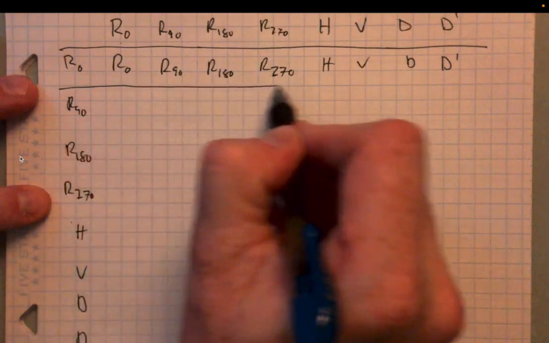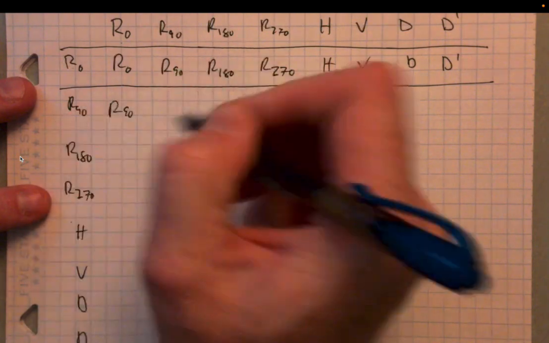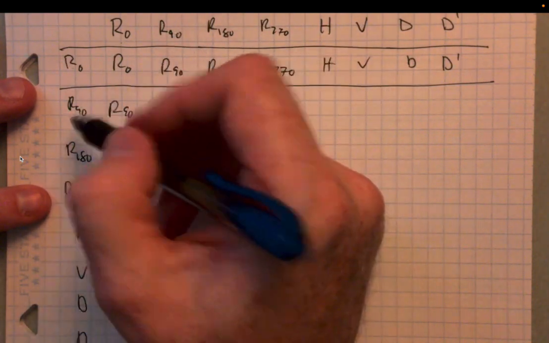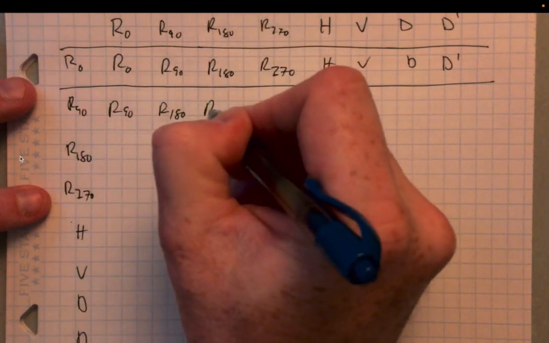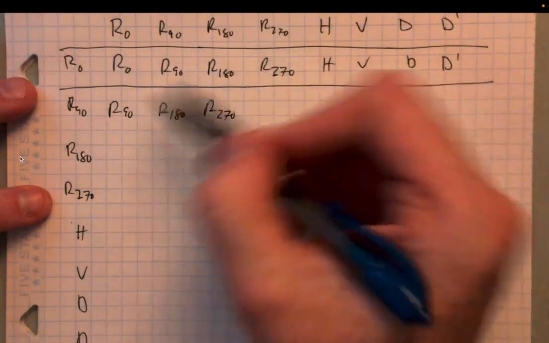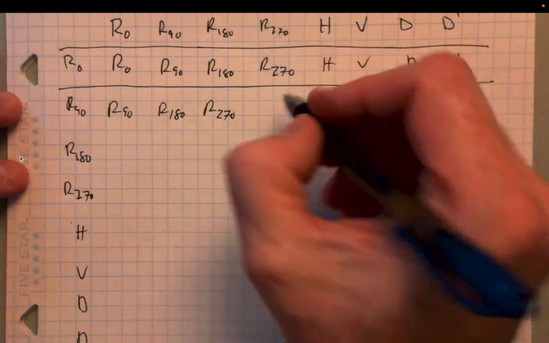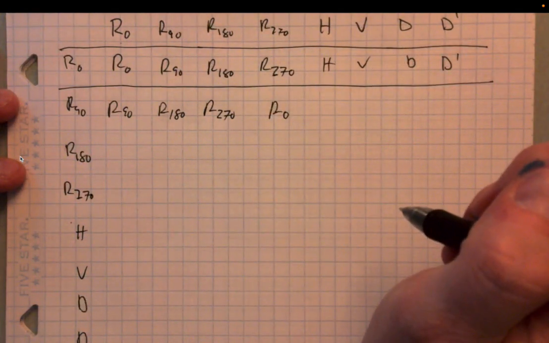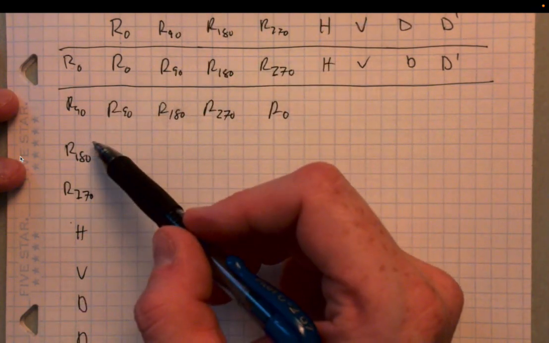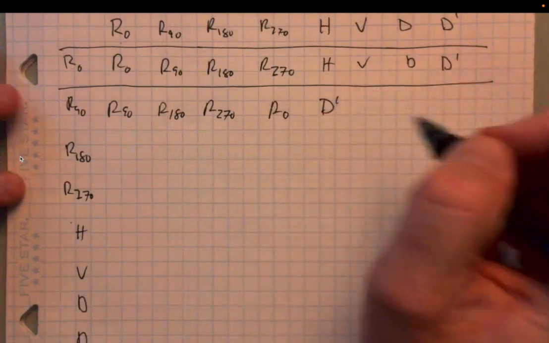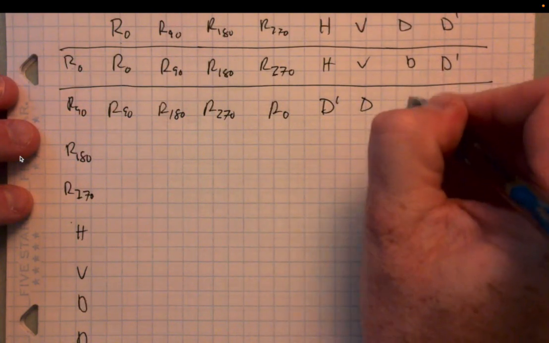And now what happens when we move to the next row? So here we're doing an R0 followed by an R90, right? So that's going to be an R90, obviously. What about an R90 followed by an R90? Well, that's an R180. A 180 followed by a 90 is a 270. And what about a 270 followed by a 90? Well, if you've gotten 270 degrees, then another 90 is just 360 degrees, so you're back where you started. Okay. And now, what about a horizontal flip followed by an R90? Well, that turns out to be a D prime. Okay, and then this one is a D, and then you've got an H and a V.